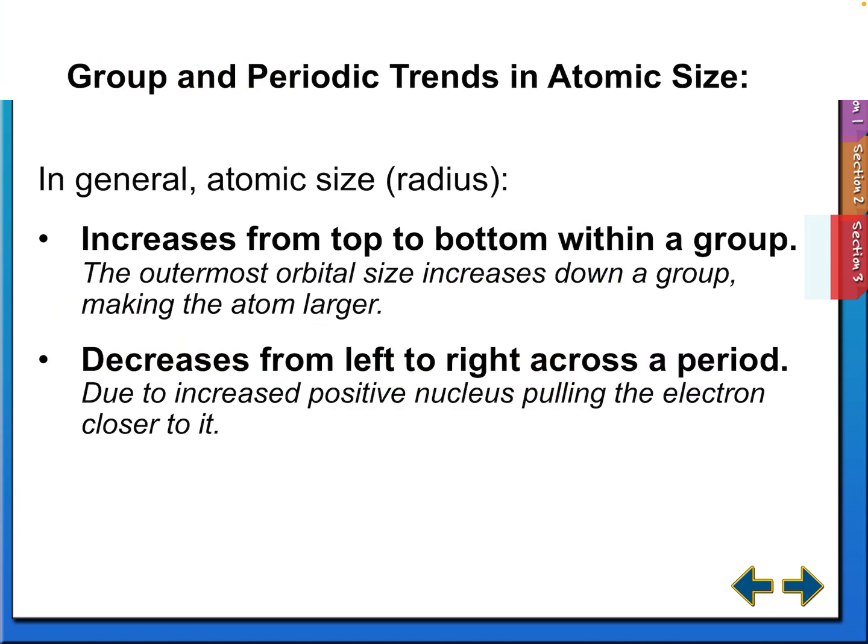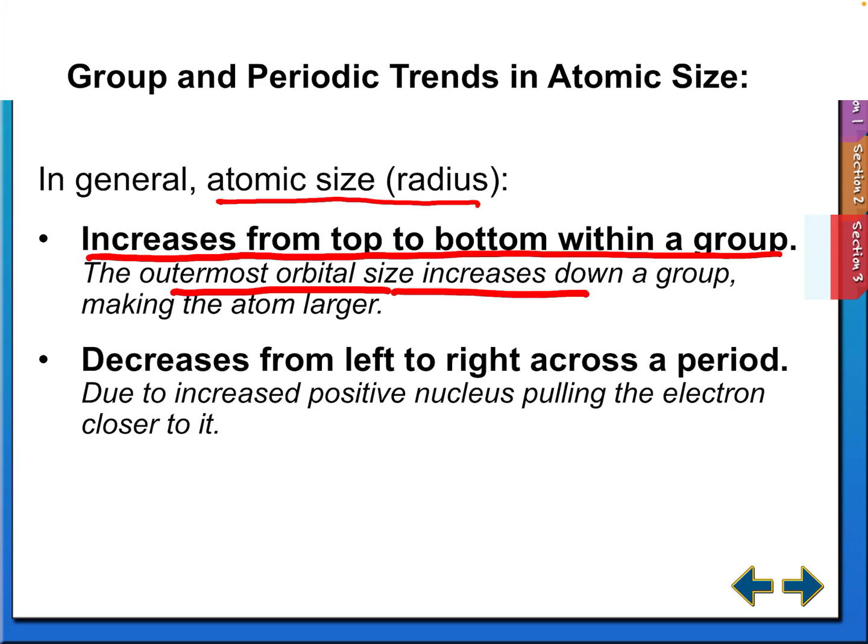All right, so in general, atomic size or atomic radius increases from top to bottom within a group. So as you move down a group from top to bottom, the size gets bigger. The radius gets longer. This is because the outermost orbital size increases as you move down a group, making the atom larger. If you think about our Bohr model, every time we move down to a new period, we add an energy level. So that's basically why they get bigger.